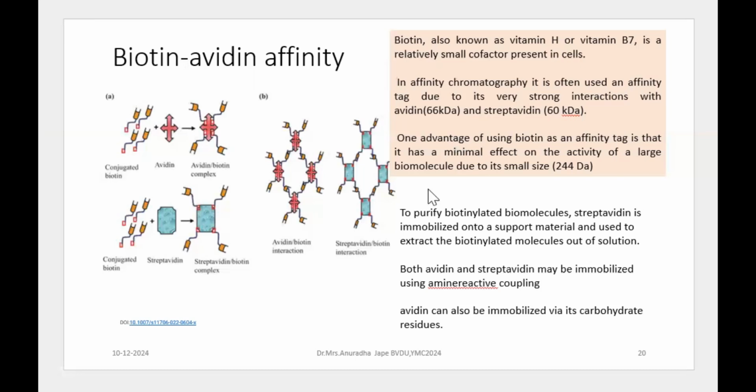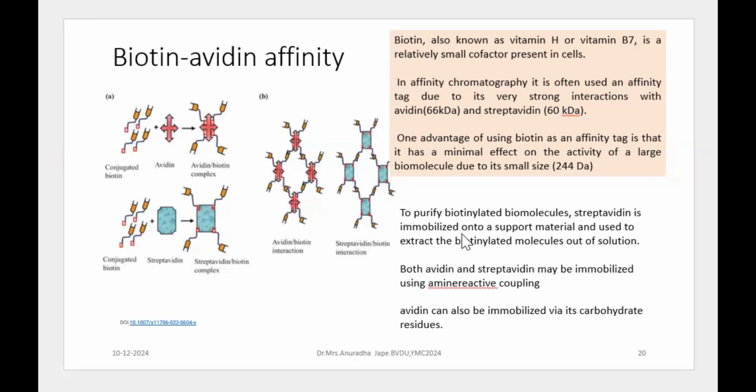So considering that fact, we have biotin avidin as a good system, and as you know, it has been explored in many of the methods, right from purification to quantification of biomolecules. So when we talk about biotin, the advantage is that it is used as an affinity tag, so it has minimal effect on the activity of the large molecule, and it can be applied to purify very large biomolecules. The size of biotin is 244 dalton. So the proteins can be easily purified, right?